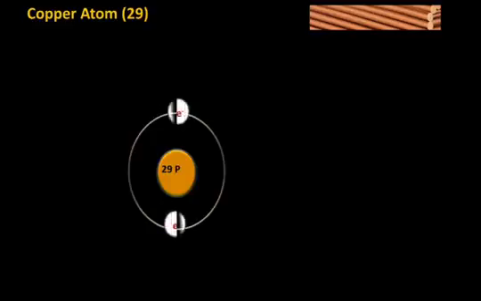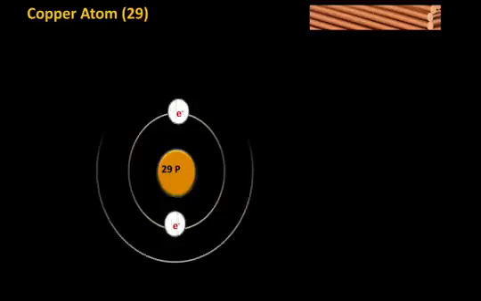And what about the electrons? The electrons get arranged in the orbits around that nucleus. But how will the 29 electrons be arranged in the different orbits? It's given by a formula, 2n square, where n is the number of the orbit. For the first orbit, n is equal to 1, so according to 2n square, the first orbit will have 2 electrons.